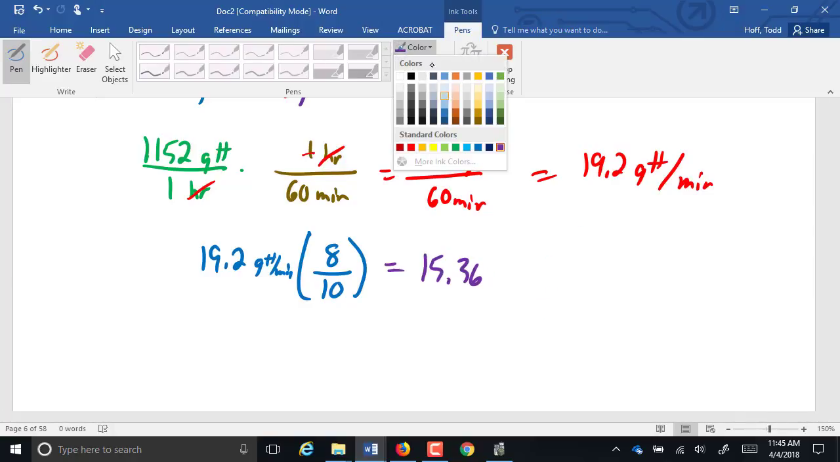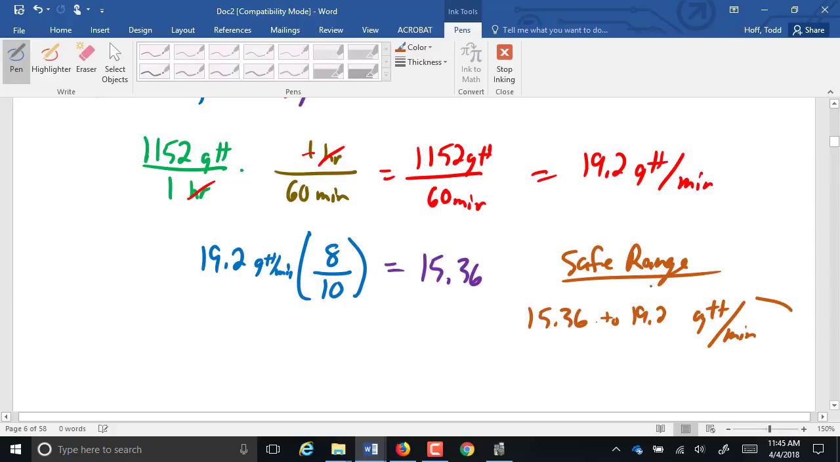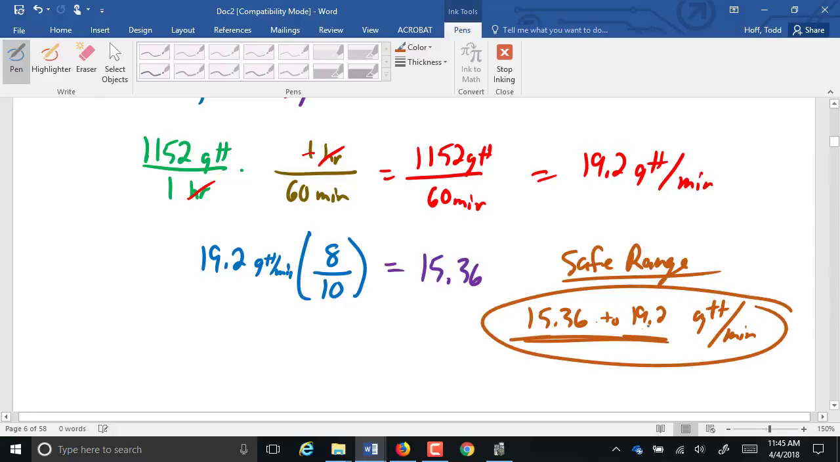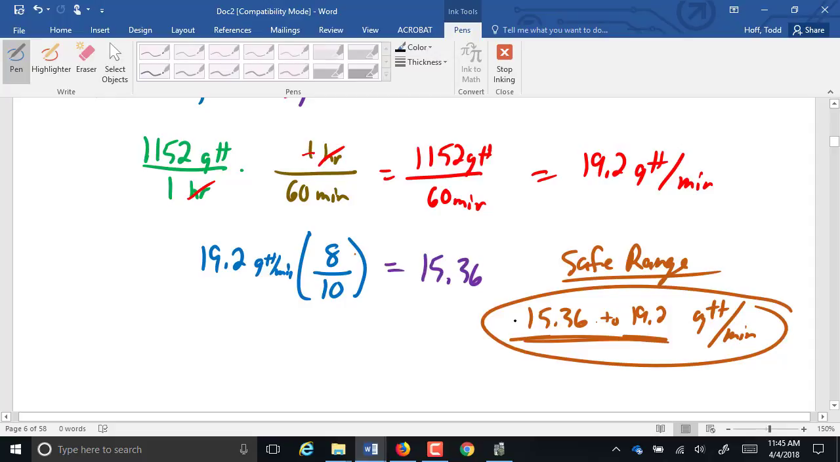So the safe range for this medication would be from 15.36 to 19.2 drops per minute. That 20 is slightly out of that range, so that would be something to confirm to make sure the doctor's aware that it's slightly outside of the recommended range.